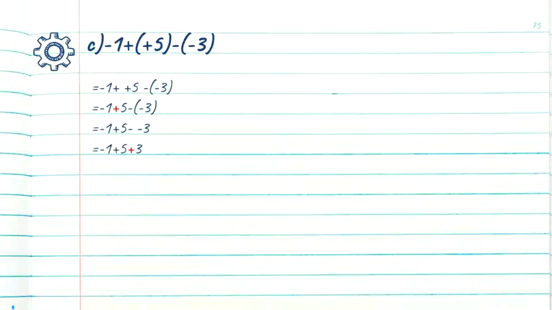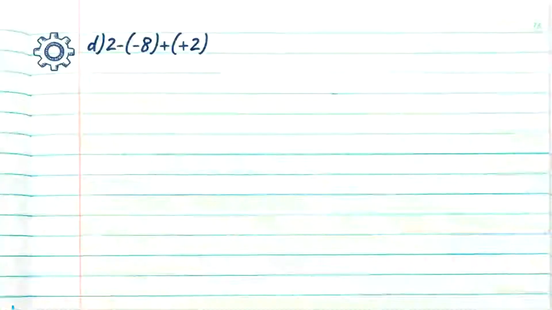Since our equation is clean, we can go ahead and start solving it, doing the first operation first. -1 plus 5 is equal to 4, and we drop the rest of the equation. Now we can look at 4 plus 3. That's equal to 7. There's no further operations required, so our final answer is 7.